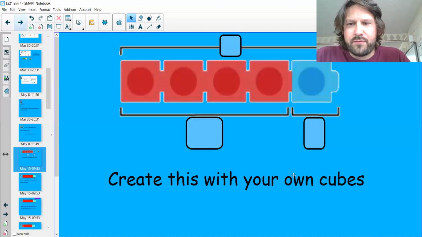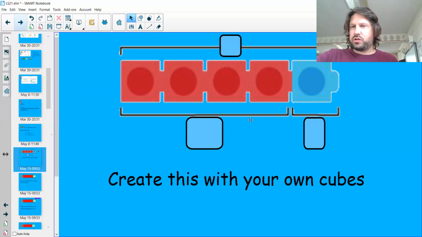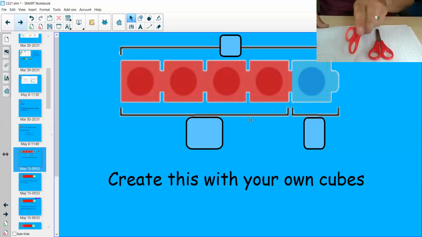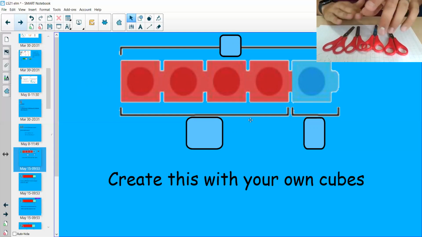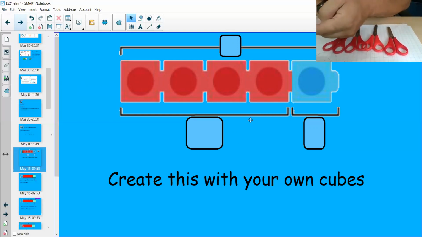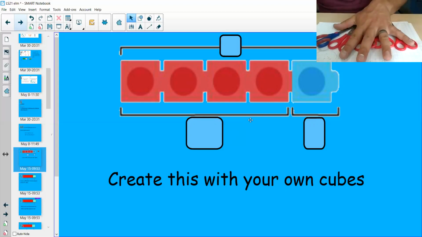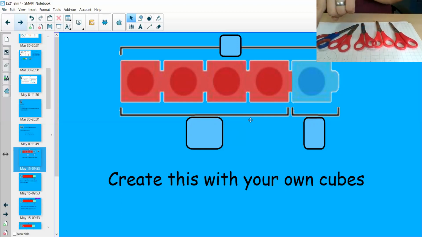Okay, so I have created this. Now this is with cubes, but I could do this with scissors. So that 1, 2, 3, 4. So I've got my 4 there, which represents the same as my 4 cubes on that side. And I've got my blue one here. So what do my scissors represent? My scissors represent, well, there's 5 in total. There's 5 groups, 1, 2, 3, 4, 5. So the total amount is 5. The denominator is 5. And one of those is blue.